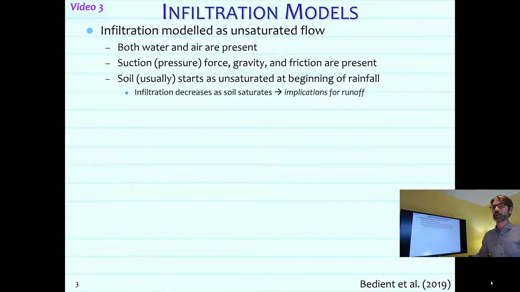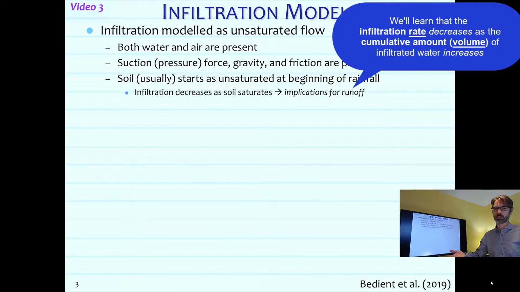Infiltration is modeled as an unsaturated flow, which means that within a soil column, we have both water and air present in addition to the mineral grains. The forces that are present include suction or pressure, gravity, and friction. And in these models, soil usually starts as unsaturated, and then it fills as the rainfall progresses.